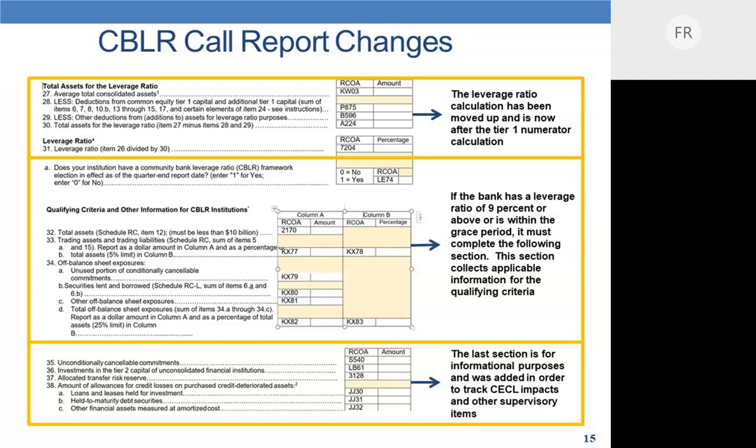And then the last box on this slide has additional information that we're going to be collecting from banks that elect the CBLR, which includes impacts from CECL, and also includes other information that we thought was important from a supervisory perspective. We would no longer be collecting these items because a bank that opts into the CBLR is not going to be calculating risk-based capital ratios, and unconditionally cancelable commitments and investments in Tier 2 capital are items we would be capturing as part of risk-based capital calculations.